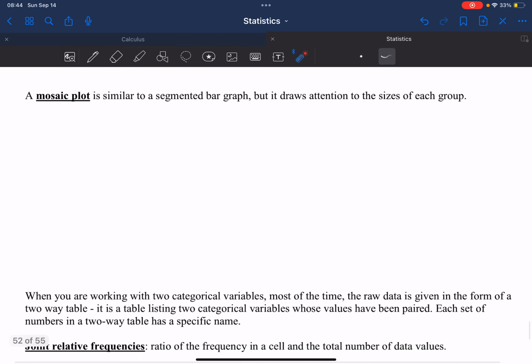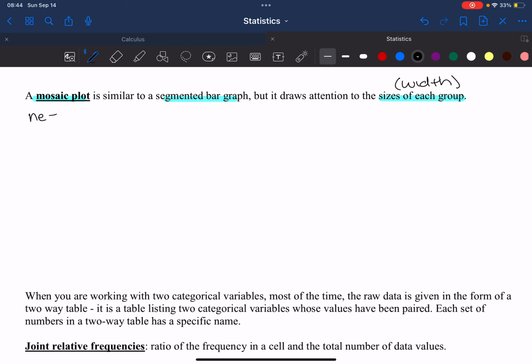And then the last one we're going to look at is a mosaic plot. Okay, so what's unique about a mosaic plot is that we're actually going to use the same data we found in the segmented bar graph, but we're going to then calculate the sizes of each group. Okay, and then above sizes of each group, I want you to write width, because this is going to give us the width of each of the bars. And in order to find that width, we are going to take the total amount of each region and divide it by the total of the table.